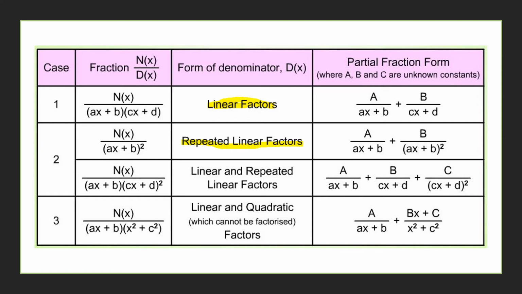Now, if they're linear and repeated, so you have a combination of the first two that we talked about, you're going to do A over the first factor, B over the second factor with just to the first power, and C over the second factor, but to the second power. And then the last one, if you have a linear and a quadratic, so like you have a linear factor of ax plus b and then a quadratic, some kind of squared factor, you're going to do A over the first factor plus Bx plus C over the second factor.